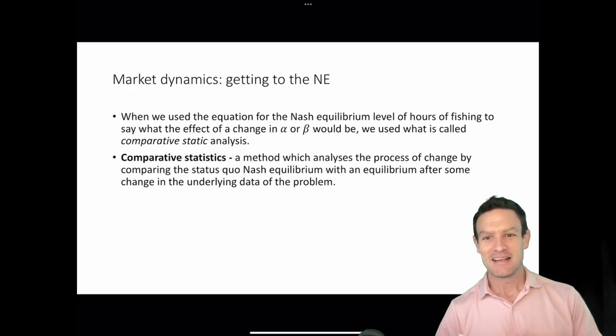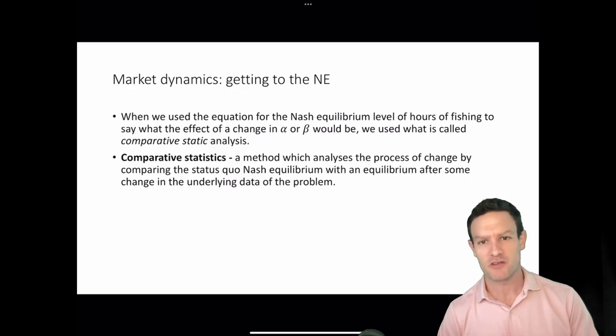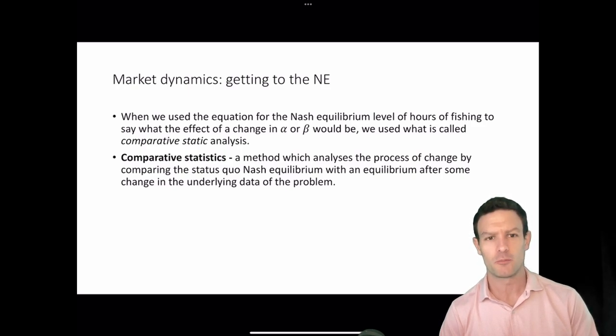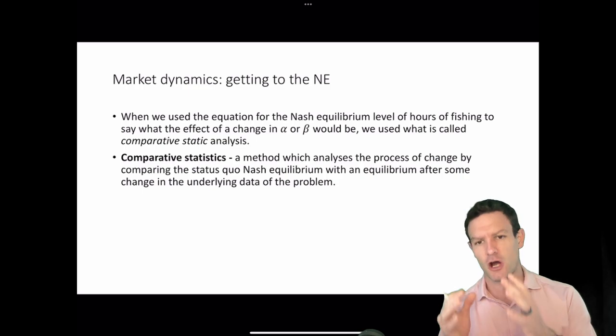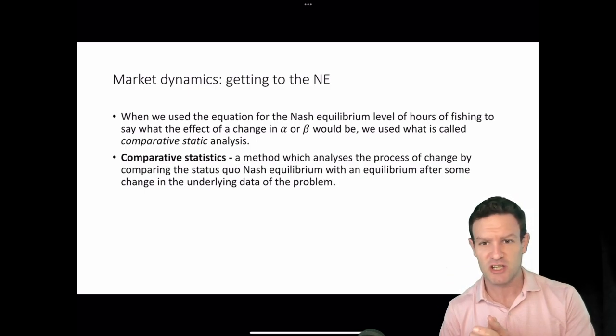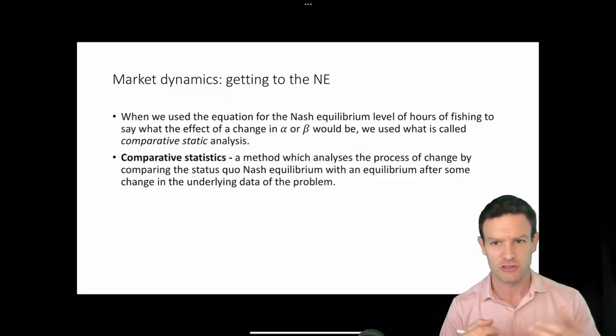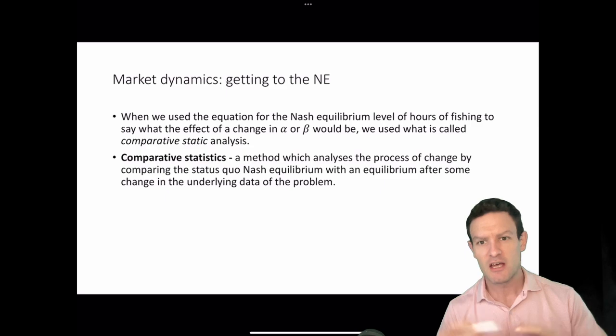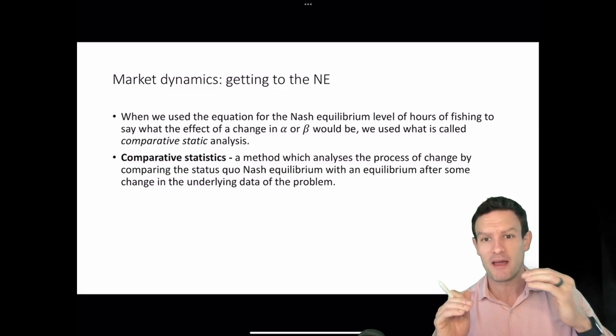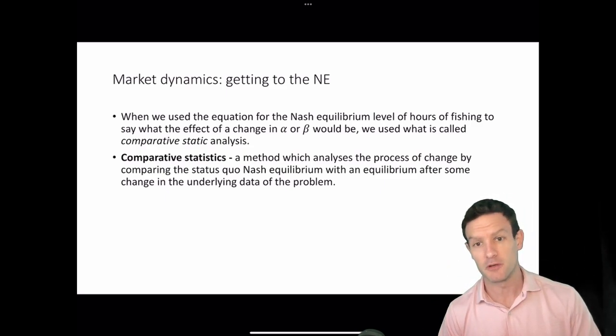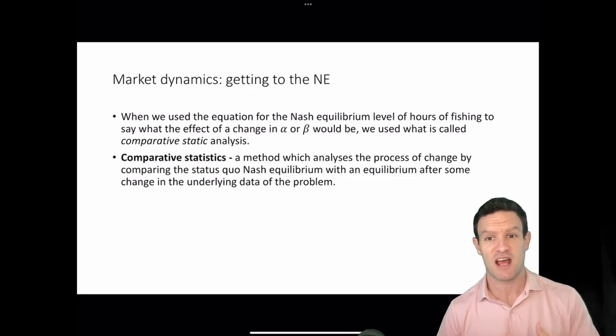Comparative statics is a method which analyzes the process of change by comparing the status quo Nash equilibrium with an equilibrium after some change in the underlying data of the problem. So if the size of the effect of the externality changes when beta changes, or when there's a change in the initial level of productivity, such as with alpha, you can see how a change in alpha or beta would change the Nash equilibrium of the interaction between Abdul and Bridget. That would be a comparative static analysis.